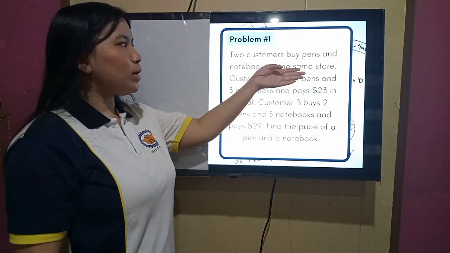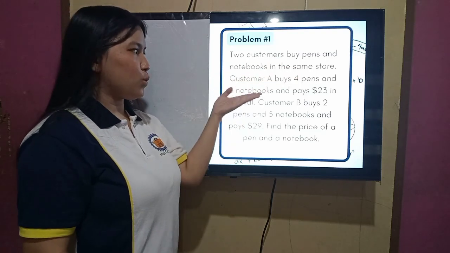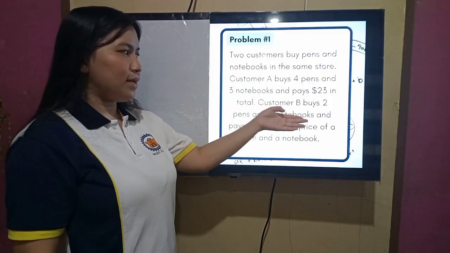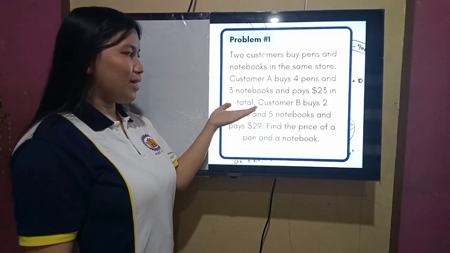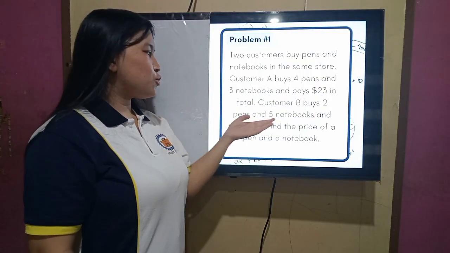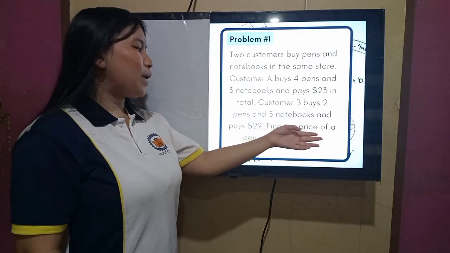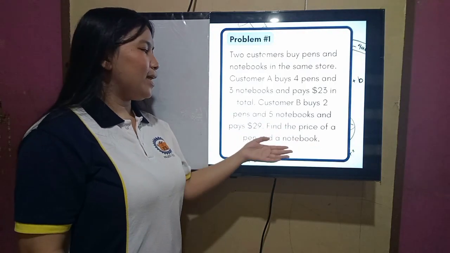We have two customers who buy pens and notebooks in the same store. Customer A buys 4 pens and 3 notebooks and pays $23 in total. Customer B buys 2 pens and 5 notebooks and pays $29. Find the price of a pen and a notebook.